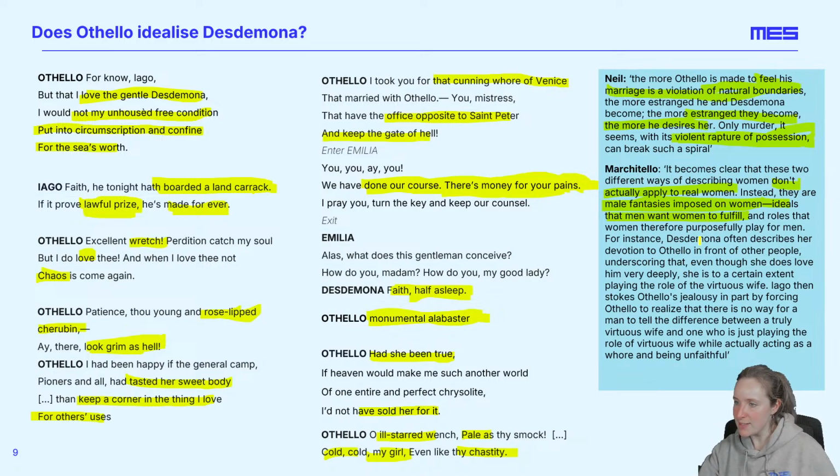For instance, Desdemona often describes her devotion to Othello in front of other people, underscoring that even though she does love him very deeply, she is to a certain extent playing the role of the virtuous wife. Iago then stokes Othello's jealousy in part by forcing Othello to realize there is no way for a man to tell a difference between a truly virtuous wife and one who's just playing the role of a virtuous wife while actually acting as a whore and being unfaithful. So this idea of Iago knowing that women are to a certain extent performative.